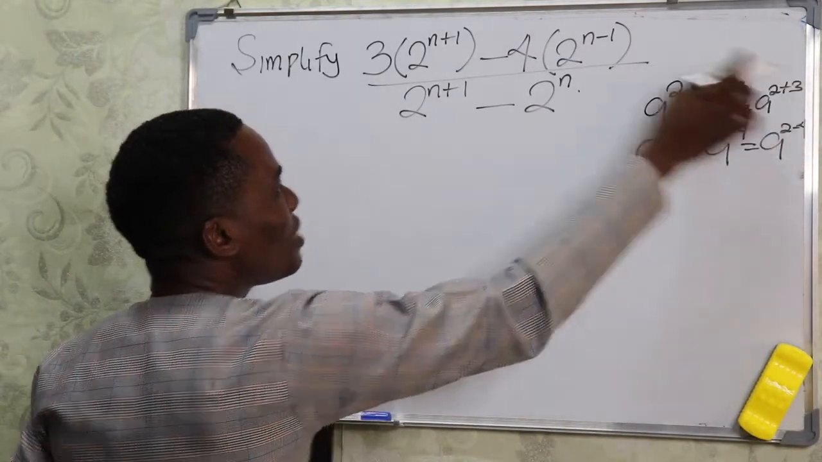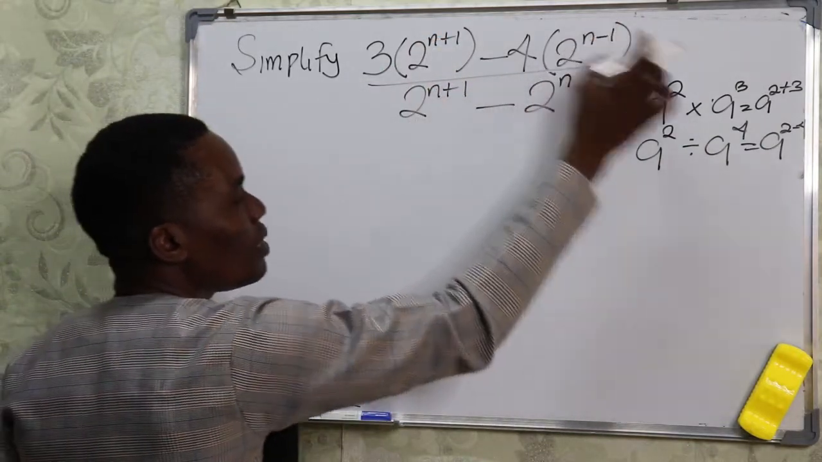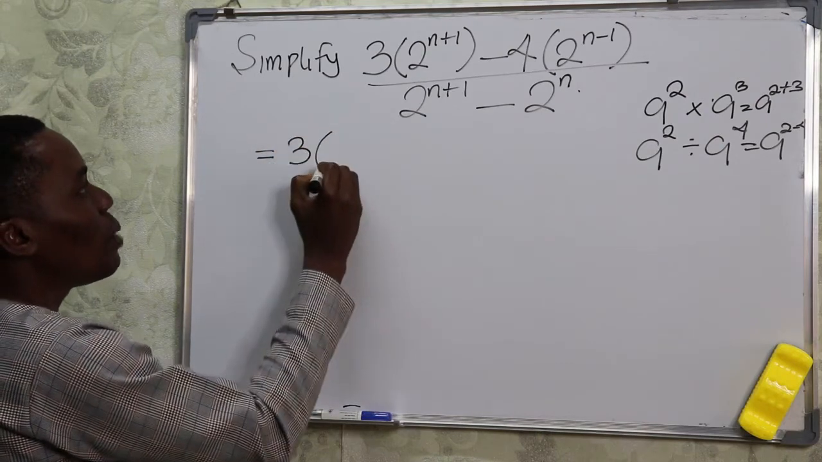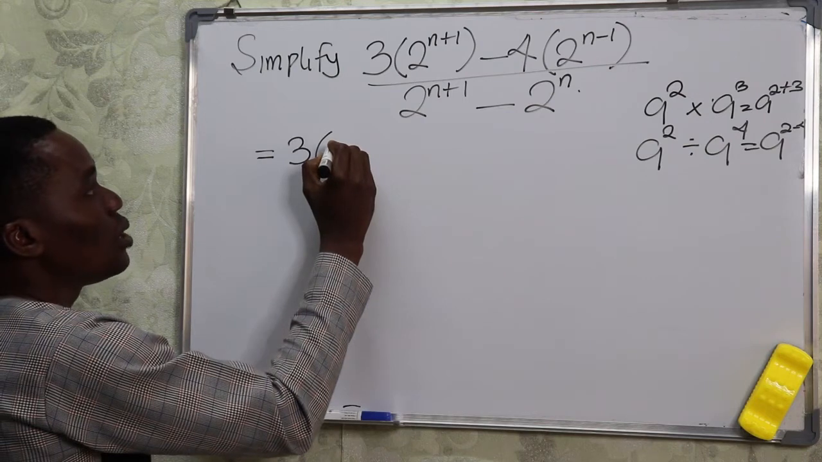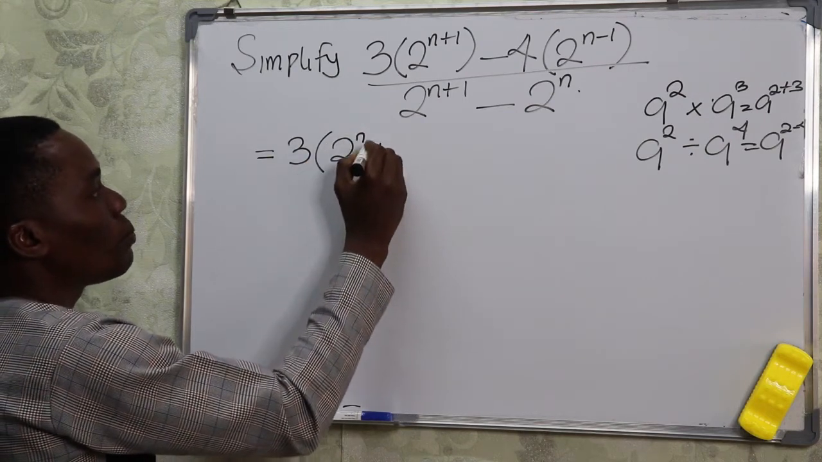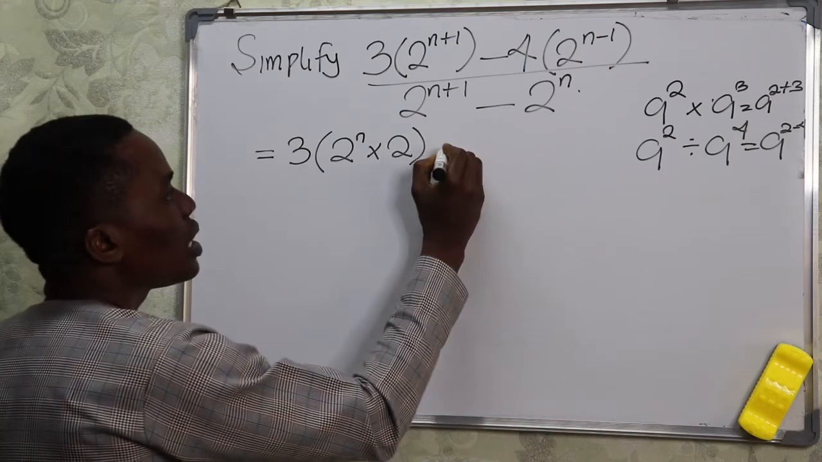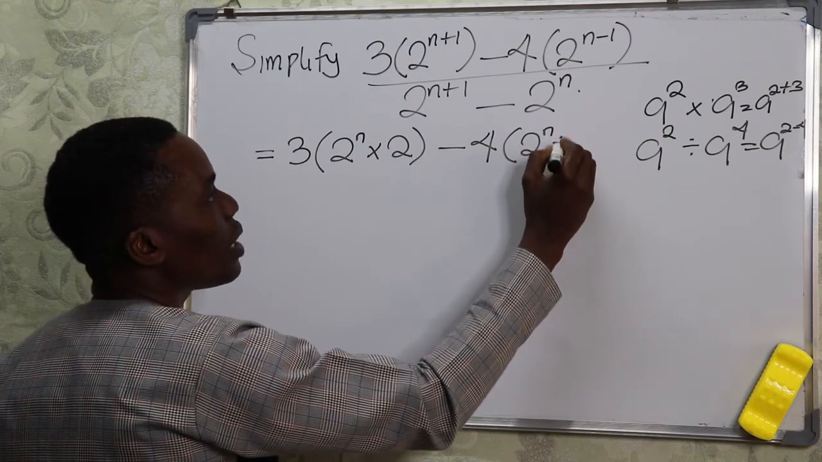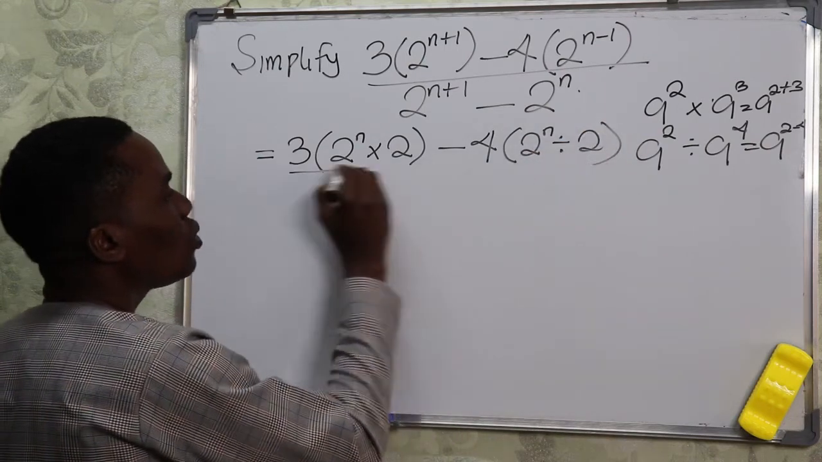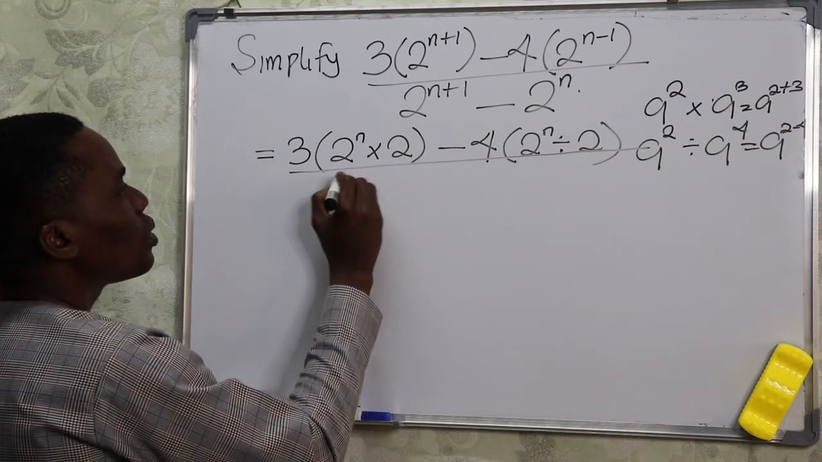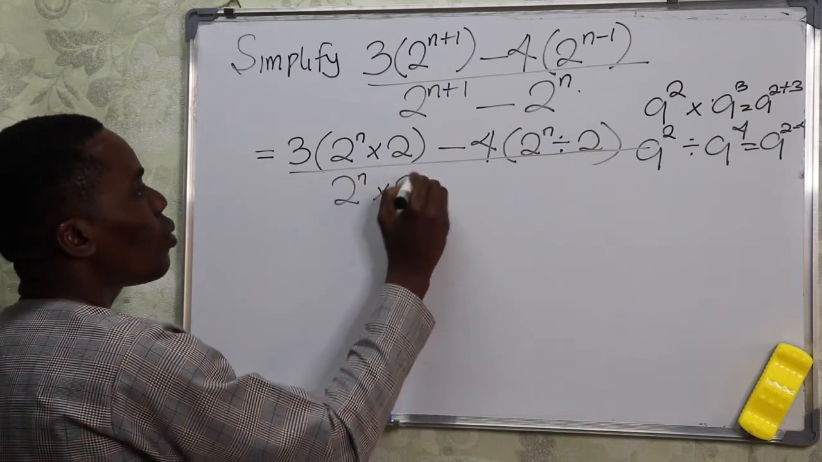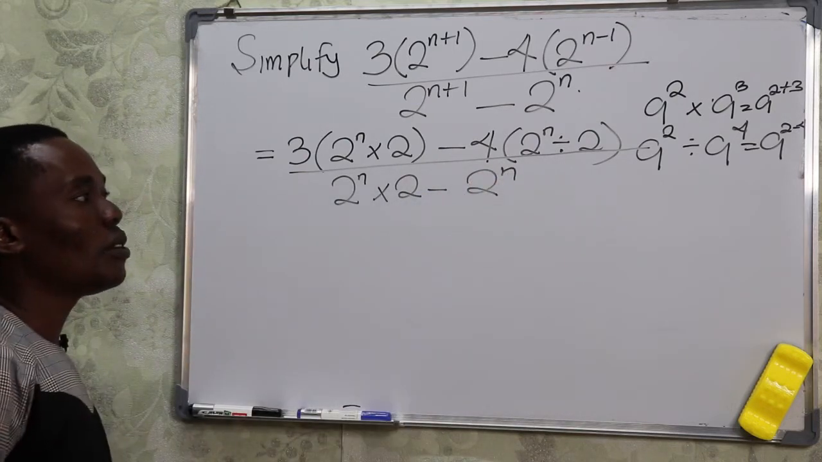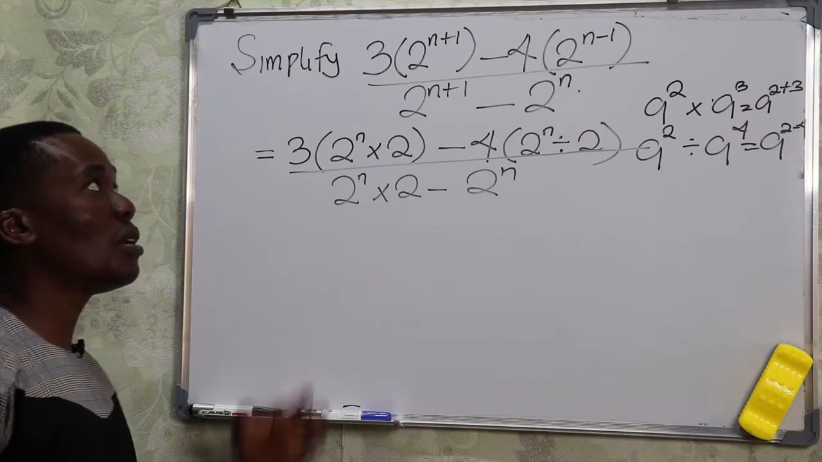Now this is exactly what you are given. To simplify this further, we can say this will be 3 multiplied by 2^n multiplied by 2, and this will give you minus 4 into bracket 2^n divided by 2. Now this will be all divided by 2^n multiplied by 2 minus 2^n, right?